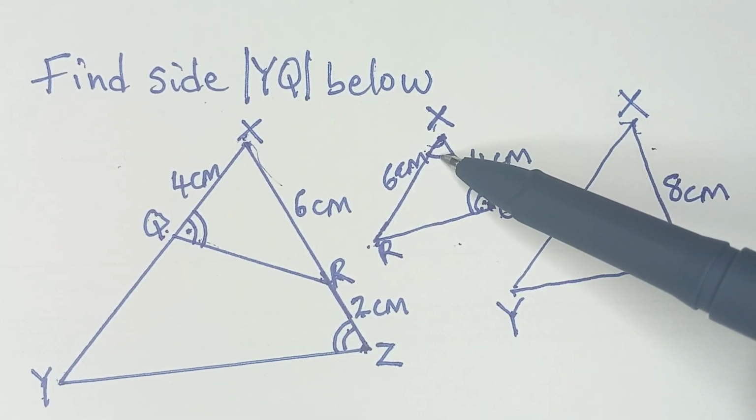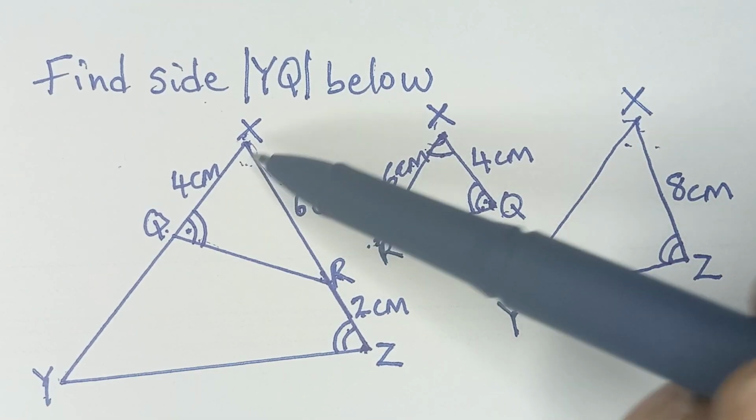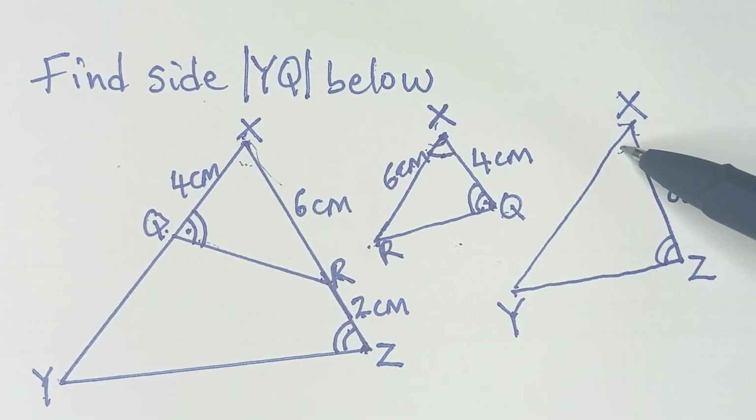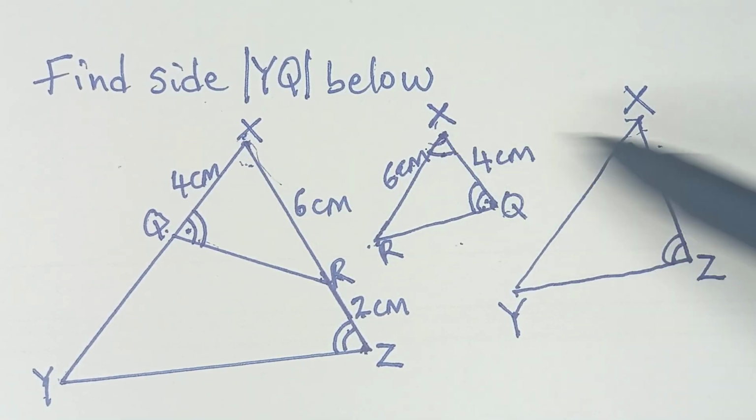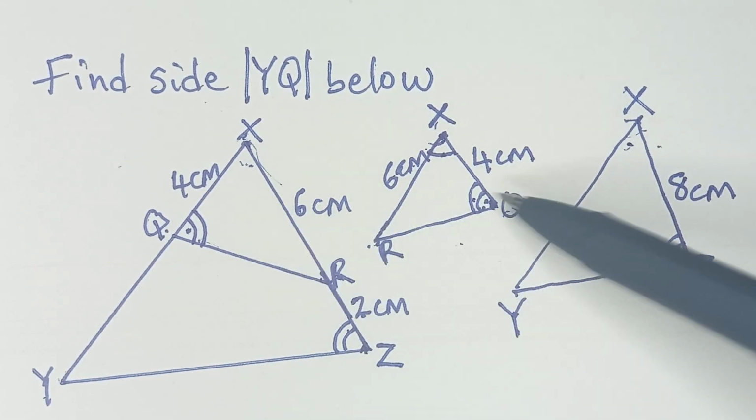This is angle X, this is angle X. They are equal because we are bringing them from the same shape. So this is angle X, this is angle X. So they are equal angles. So this is angle Z and this is angle Q now, also equal angles.